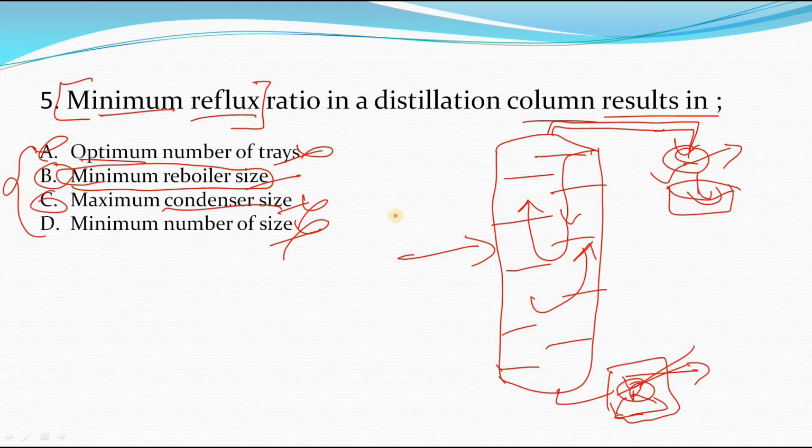Okay, why have I written this one? Because for the infinite reflux ratio, you do not require to stabilize the temperature difference. Okay, it will already happen because of the infinite number of trays.